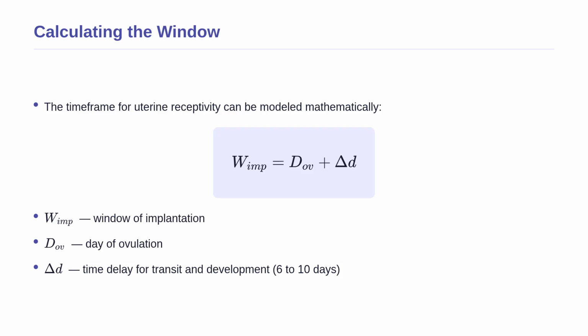Finally, delta D represents the time delay required for the fertilized egg to travel down the fallopian tube and mature. In humans, this delay is typically between 6 and 10 days. If the delay increases beyond this, the window shuts and attachment fails.